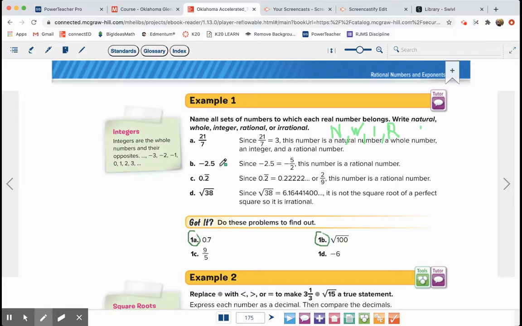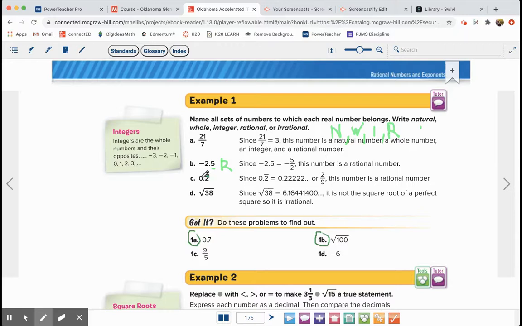So negative 2.5. That is not a whole number because it's a decimal. If it's a decimal, it's not natural, it's not a whole number, and it's not an integer. But first, you've got to see if it can be written as a fraction. To write it as a fraction, I would say that is 5 over 10 because that's the 5 tenths. That's the tenth place value. So negative 2 and 5 tenths can be written as a fraction. So that would be a rational number. That would only be R.